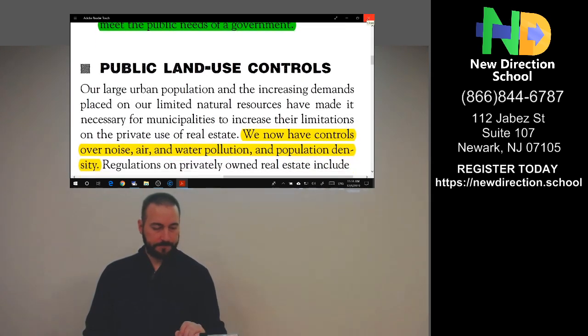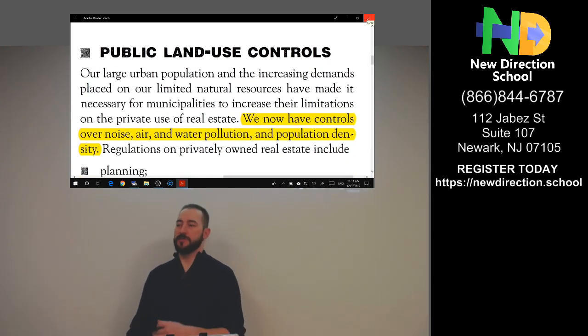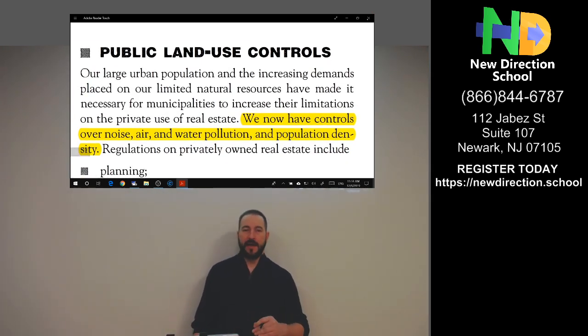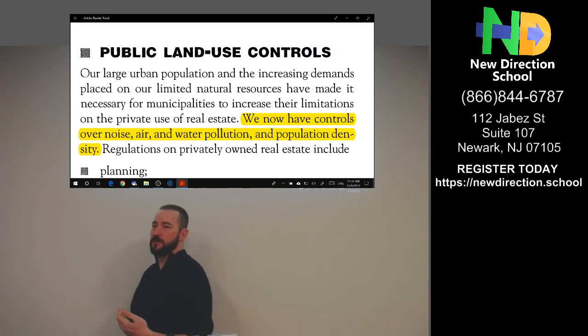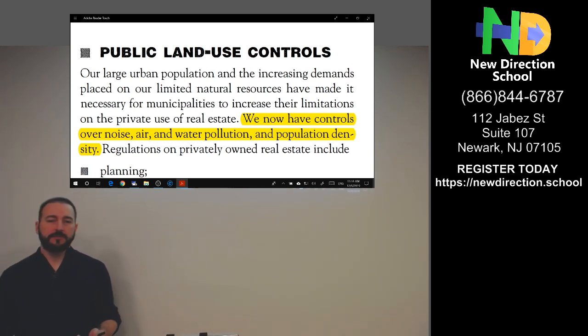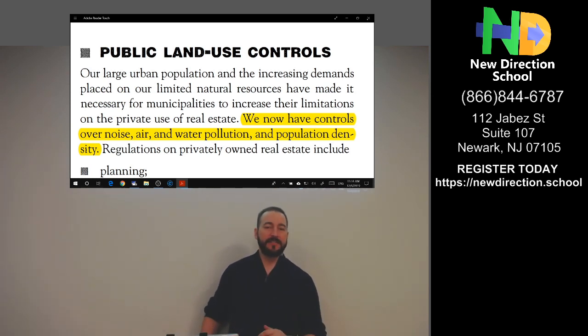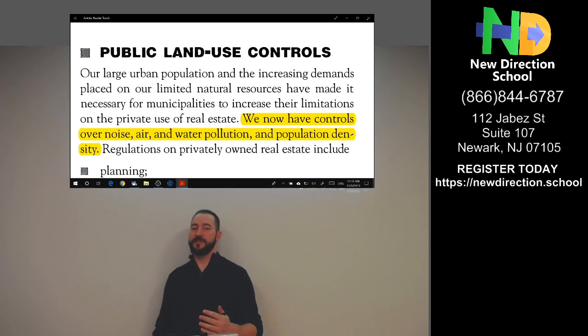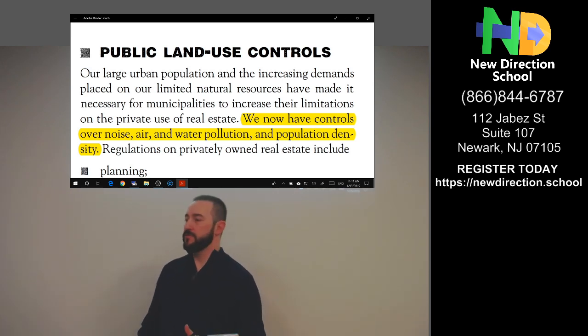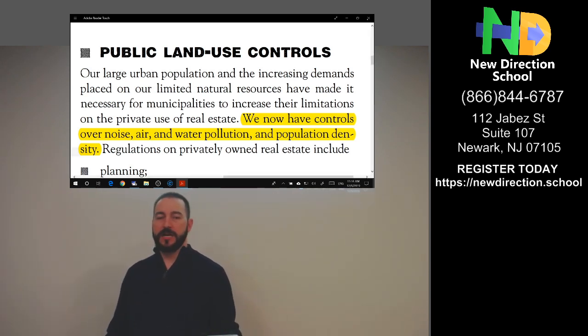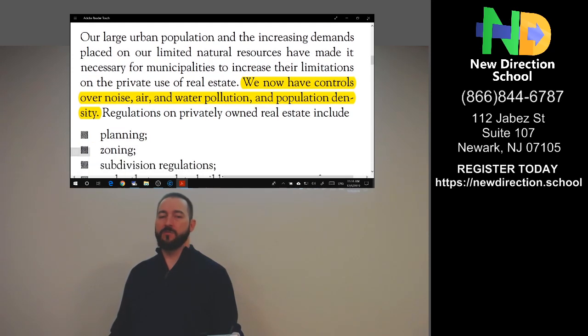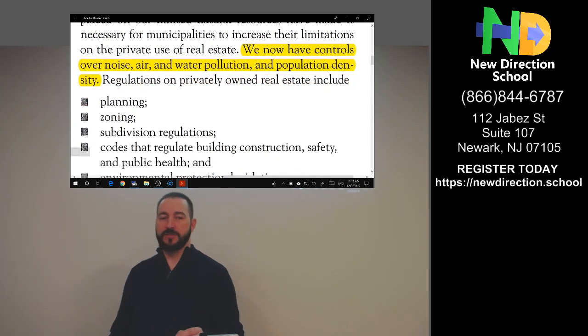Okay, so now we have public land use controls. Public land use controls, it says, our large urban population and the increasing demands placed on our limited natural resources have made it necessary for municipalities to increase their limitations on the private use of real estate. We now have controls over noise, air, and water pollution and population density.